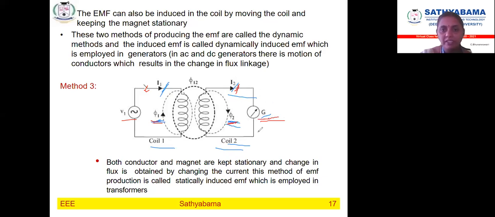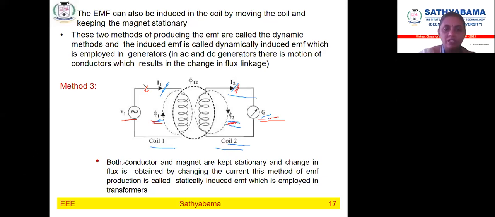It can be measured by the galvanometer. Now, we are calling this statically induced EMF because there is no movement in the conductor or the magnet, but there is going to be a change in the current. So this is method 3. This is called a statically induced EMF.